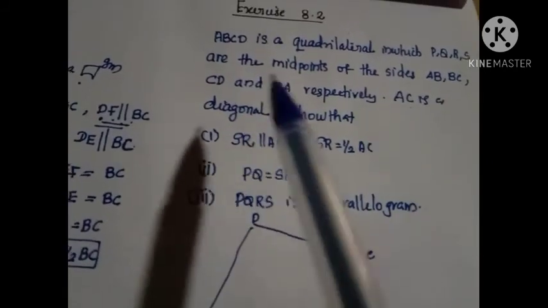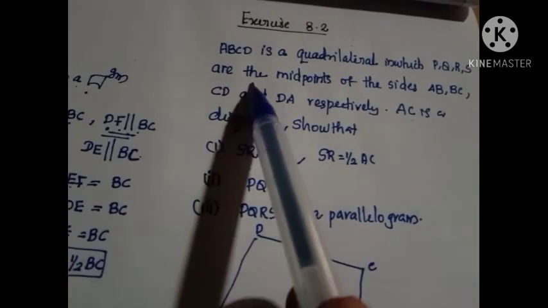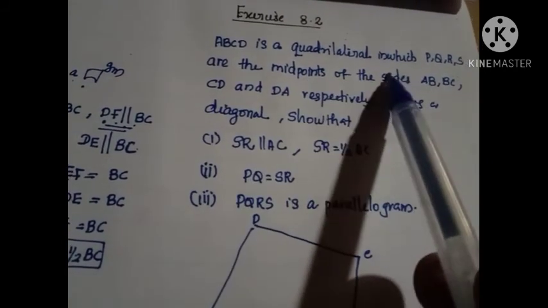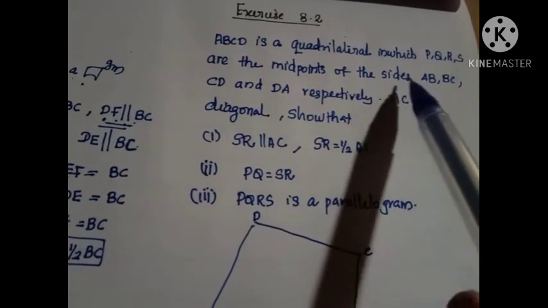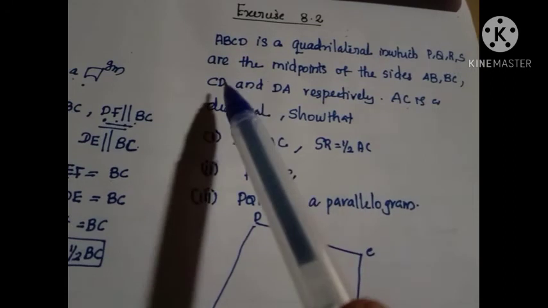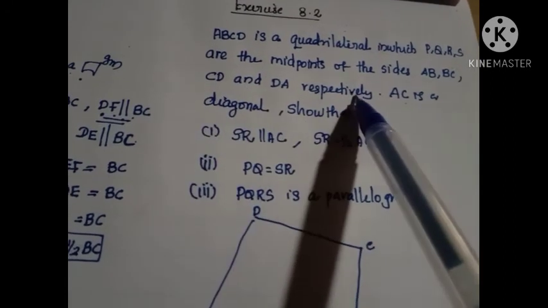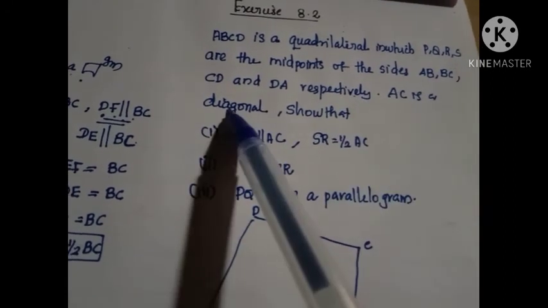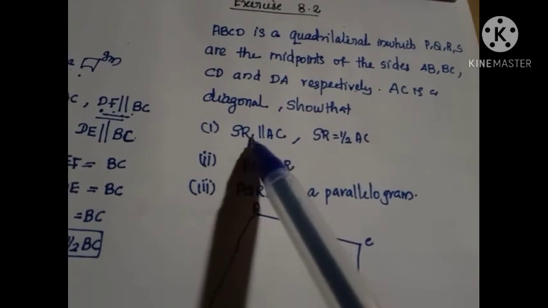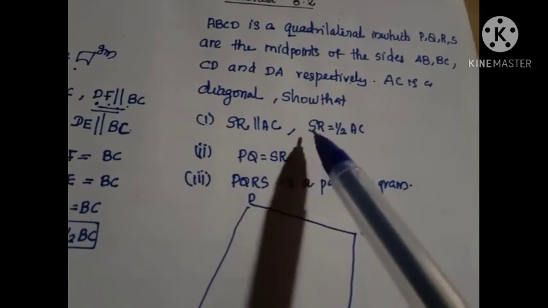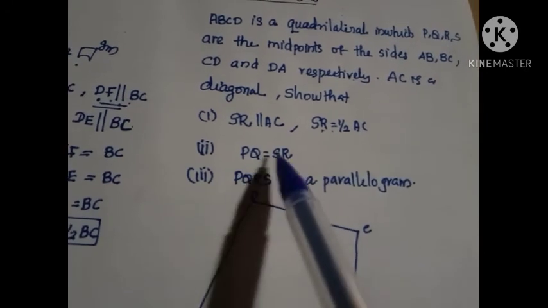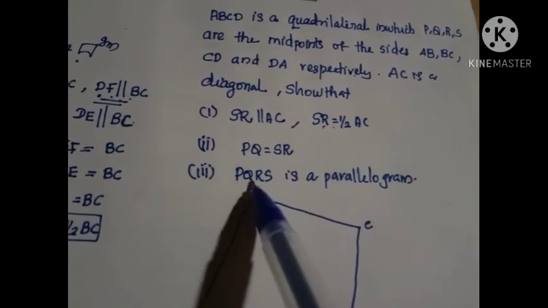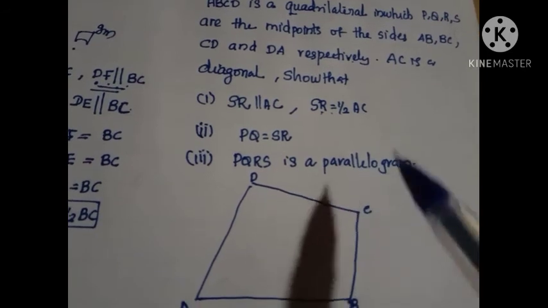Okay, let's watch. 8.2. See the question. Question number 1. ABCD is a quadrilateral in which P, Q, R, S are the midpoints of the sides AB, BC, CD and DA respectively. AC is a diagonal. Show that SR is parallel to AC and SR is equal to half of AC. PQ is equal to SR and PQRS is a parallelogram.